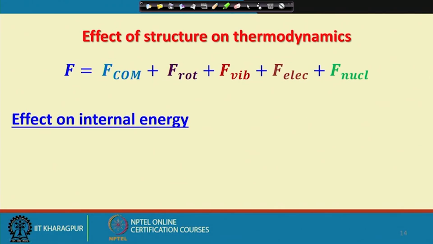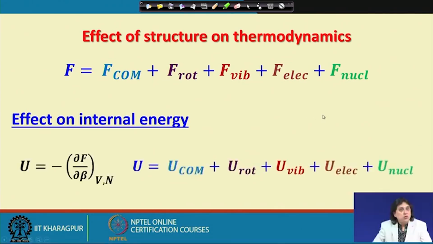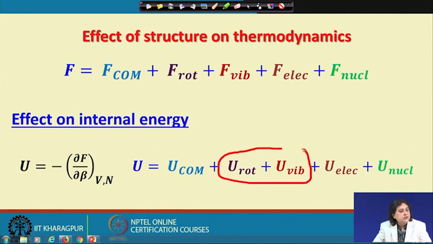Do I expect any structure? Well, U is a derivative of F with respect to beta. Therefore, in general I expect that if F is separable into such different contributions, U should also be separable into all these contributions. Therefore, can I identify the terms that are telling me about the effect of the internal structure of the diatomic molecule? Yes, these are the two terms which will tell me about the internal structure present in the molecule.